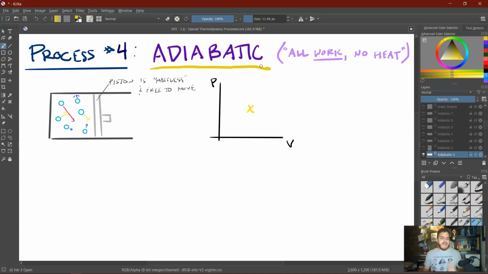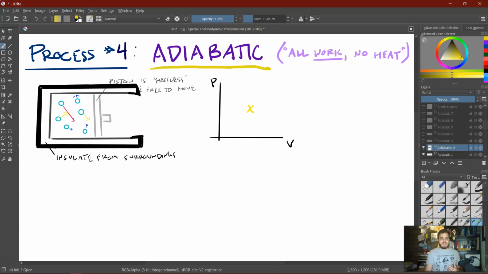It's an adiabatic process. And instead of having all heat, no work, now we're going to have all work and no heat. So how can I cause this to expand or compress without having any heat exchange? The easiest way to do that is we're literally going to just put this piston in some sort of insulation. This could be in a huge thing of styrofoam. It could be in like some sort of thermos, something to keep it really, really insulated from its outer surroundings.